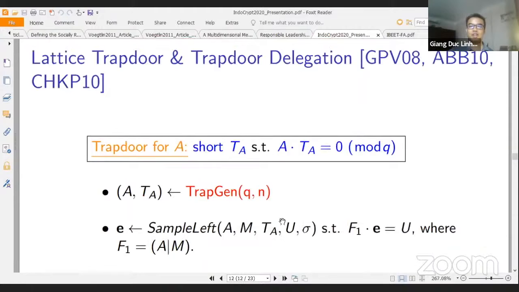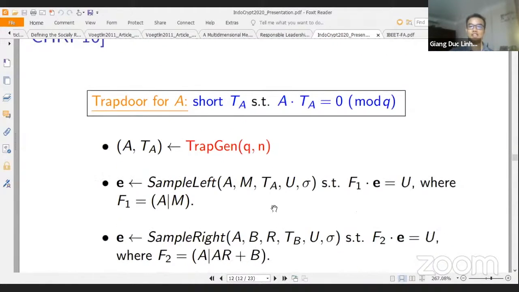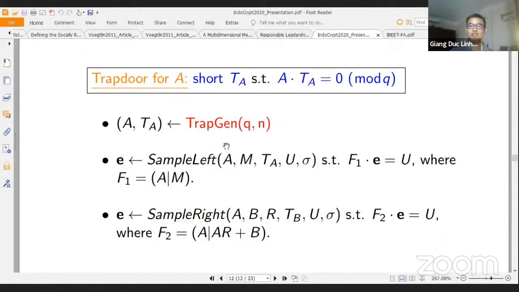And then we talk about the trapdoor. Here we define a trapdoor as a short matrix T_A such that the matrix A multiplied with the trapdoor T_A equals 0. And then we have some algorithms to generate the trapdoor along with the matrix, and also an algorithm to extend that trapdoor.